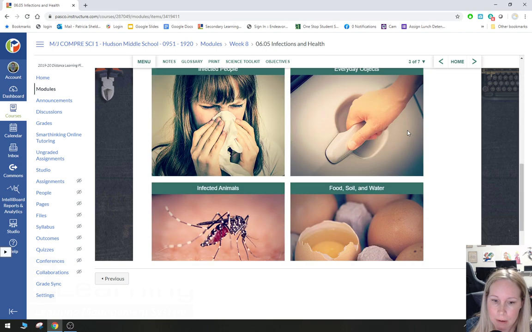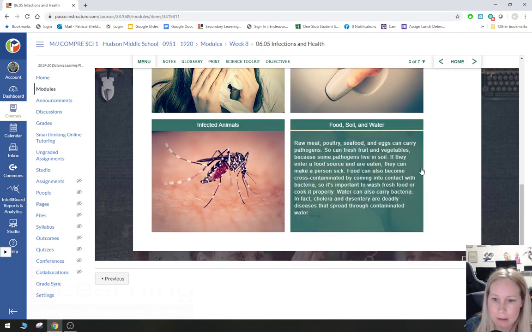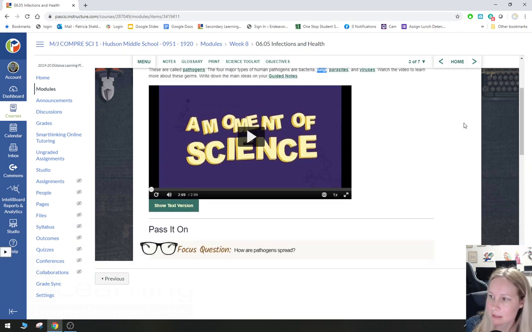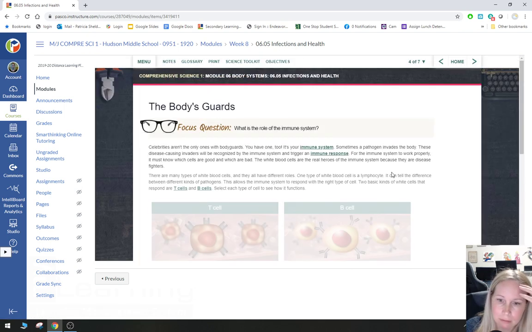Let's see. How are they spread? Touching, sneezing, infected animals. Lots of ways to spread pathogens. Let's see if we can go through this quick because I know we have a lot to do.